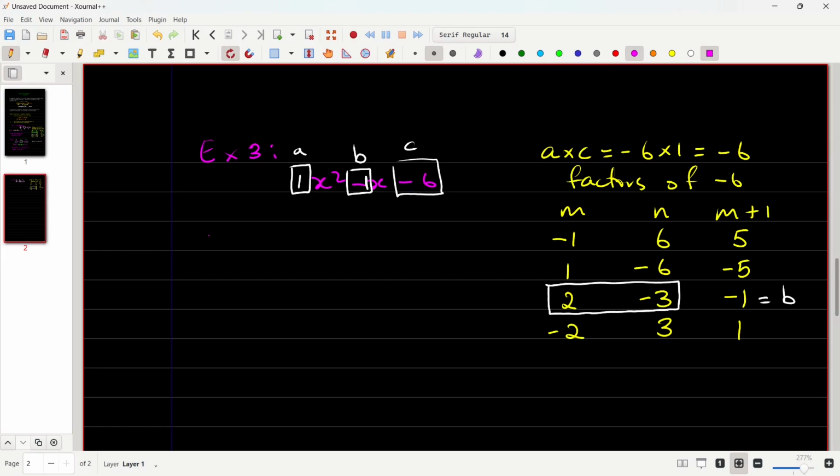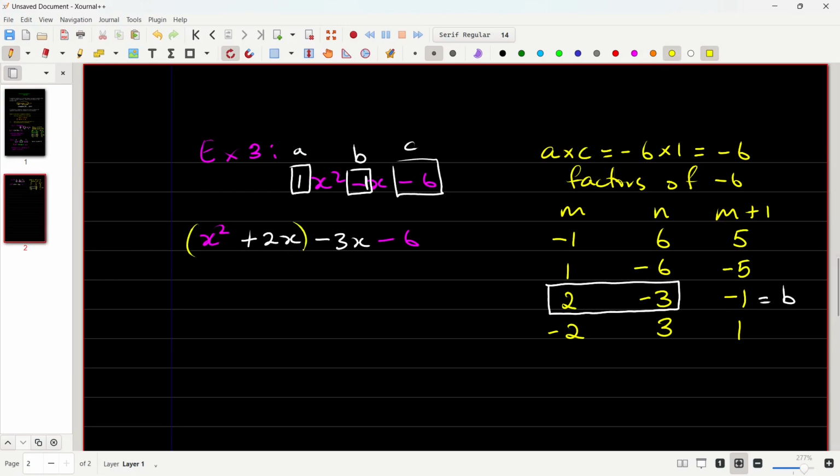Let me split the center, so I have x squared plus 2x, and actually I should change the color of this so you can see what I used to split. So I'm going to say plus 2x and minus 3x minus 6. And put that back in pink. Minus 6. Right, so factorize this by grouping.